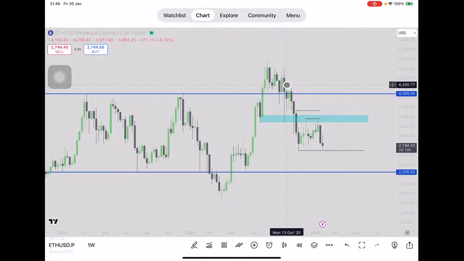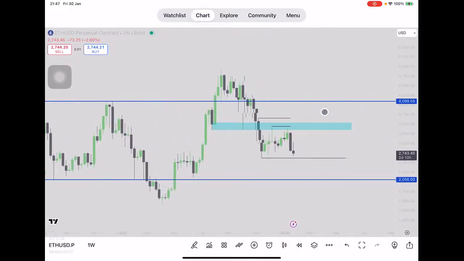This was leading up to the elections. No, this was way past it. Sorry, when was Trump elected? '24. Right, so yeah, this was towards the end of last year. Right, we go up above 4,000, and then now we got this kind of crappy move lower.